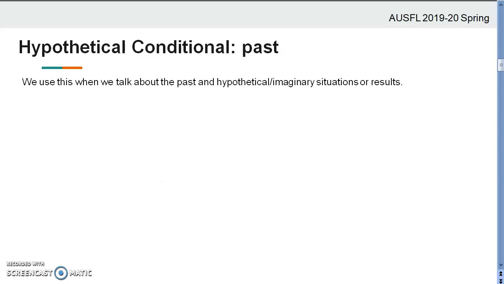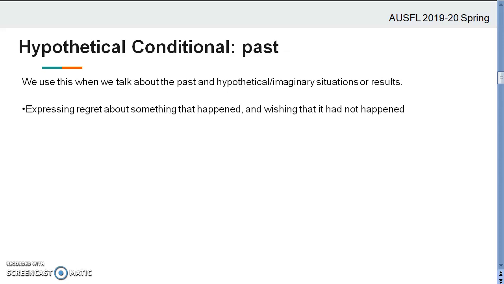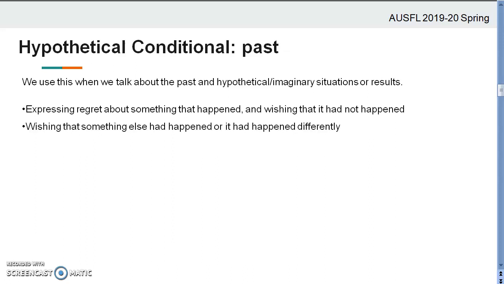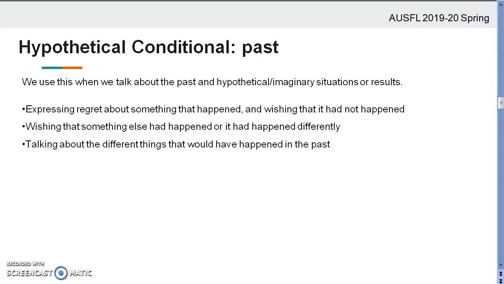So this hypothetical conditional, the third conditional, we use it to talk about the past and the hypothetical or imaginary situations and their results. We use it to express regret about something that happened and wishing that it had not, or wishing that something else had happened or that it had happened differently, or talking about the different things that would have happened in the past in different situations.